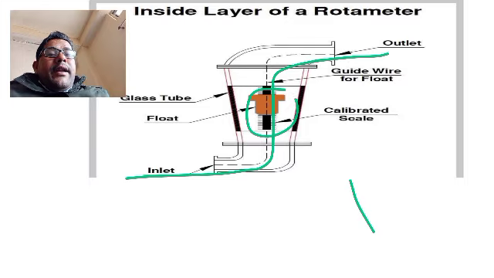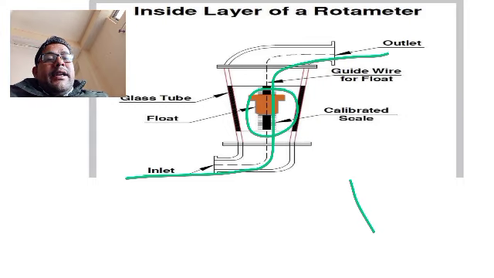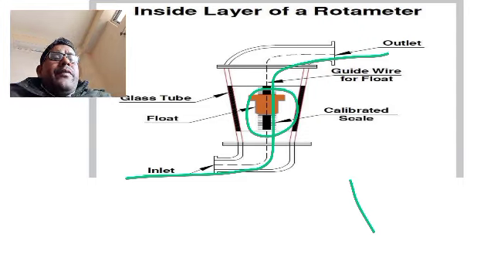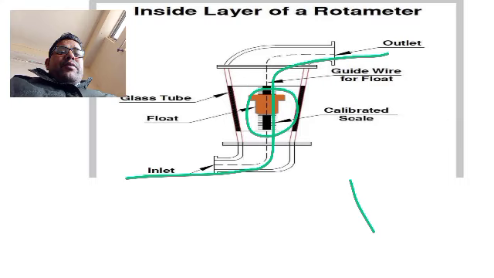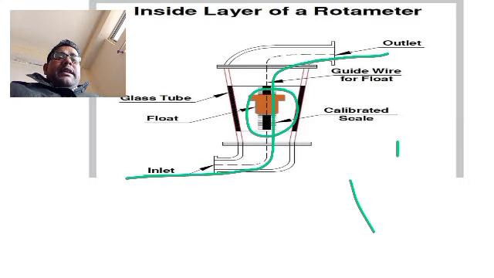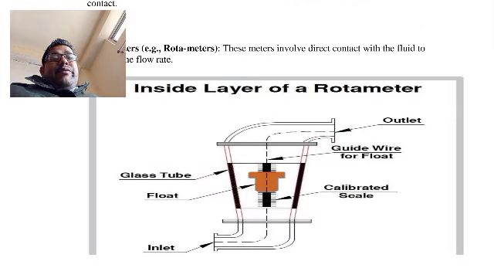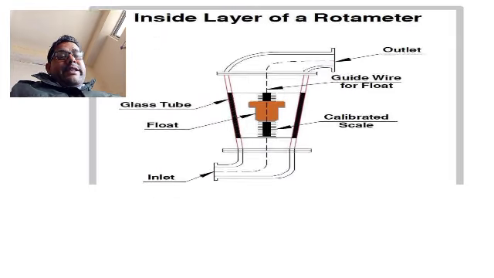The float is balanced when the pressure applied on it is balanced with the buoyancy forces. So this works on the principle of balancing. This is the inside layer of the rotameter. This whole flow management we will discuss in detail in industrial instrumentation, each and every instrument.